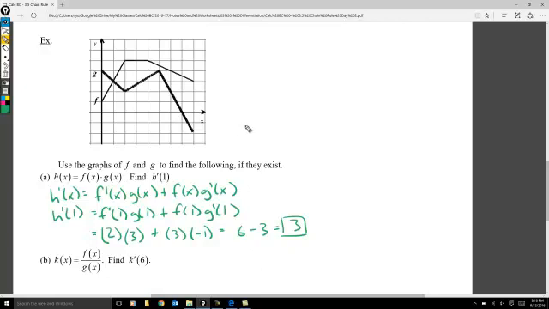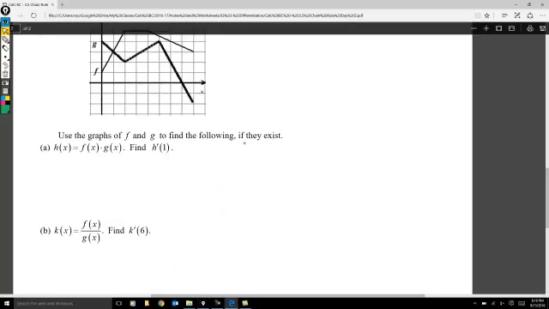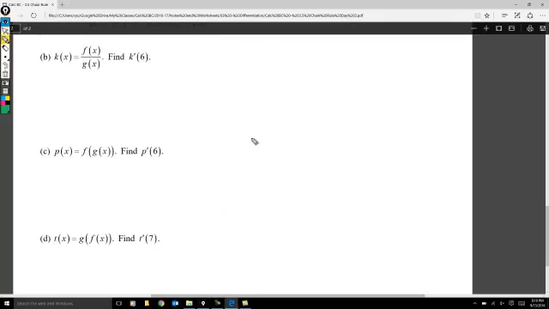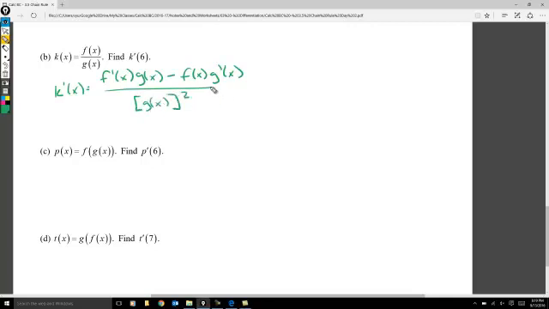All right, let's move along. Now I need to find k prime, where k is defined using quotient rule. So let's write out my quotient rule. K prime of x is, remember, the derivative of the top times the bottom unchanged minus the top times the derivative of the bottom, divided by the bottom squared. Right, and I want to plug in 6. So I'm plugging a 6 in for every x value.